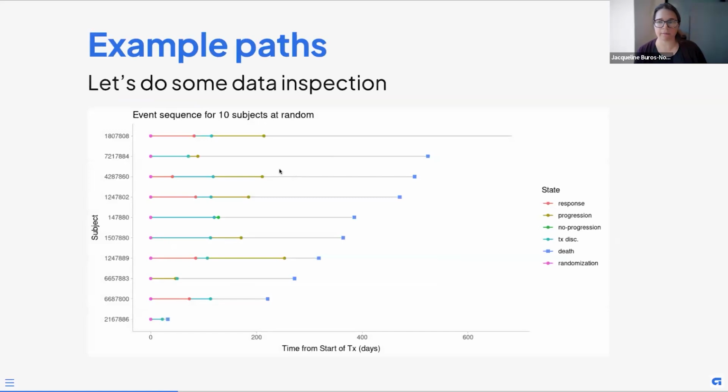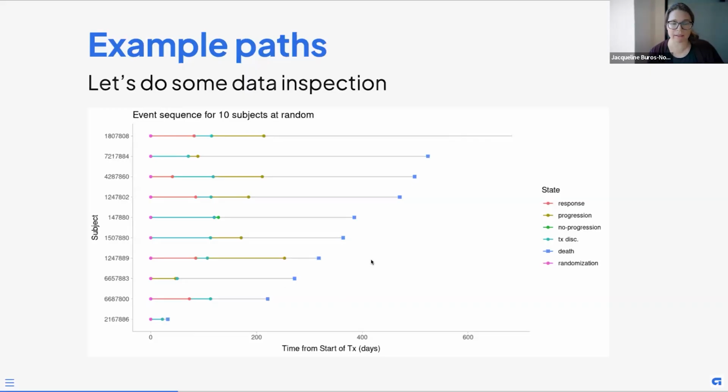And here I'm showing a plot of what the paths look like for example patients. So here's a sample of 10 patients. They all start at randomization. Some of them have a treatment response. And here I've colored each state based on the status at the end of that interval. This subject had a treatment discontinuation soon after response, and then progression, and then censoring is shown in gray. The fatality events are shown with blue squares.